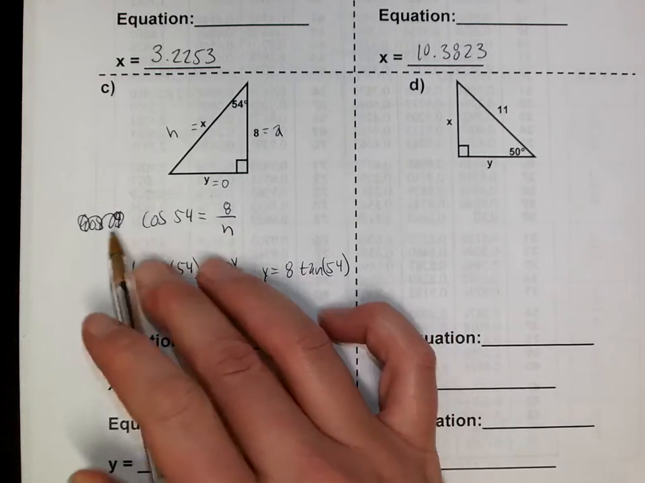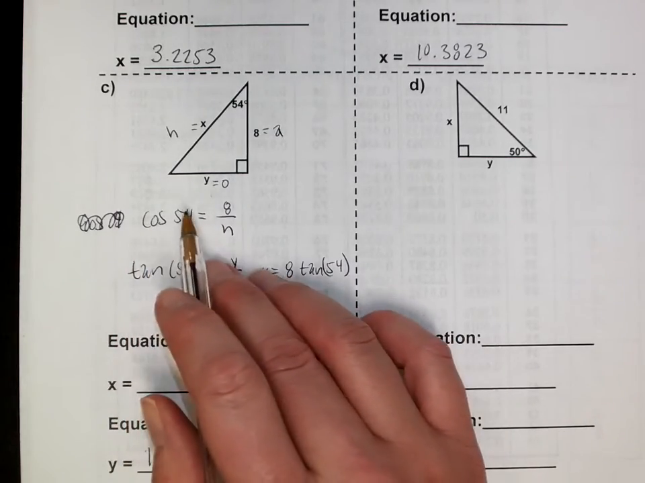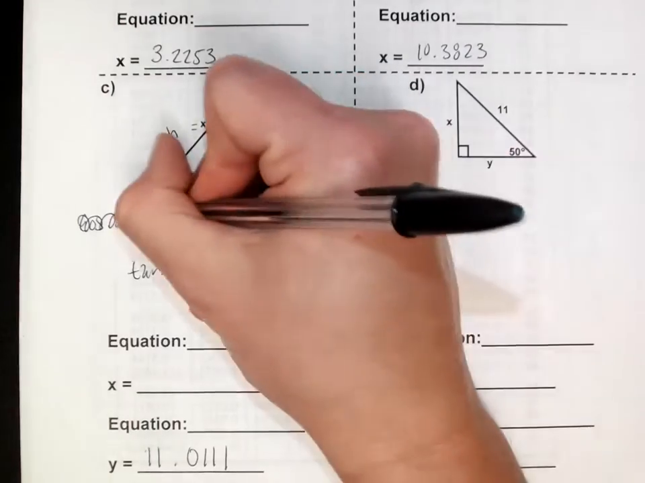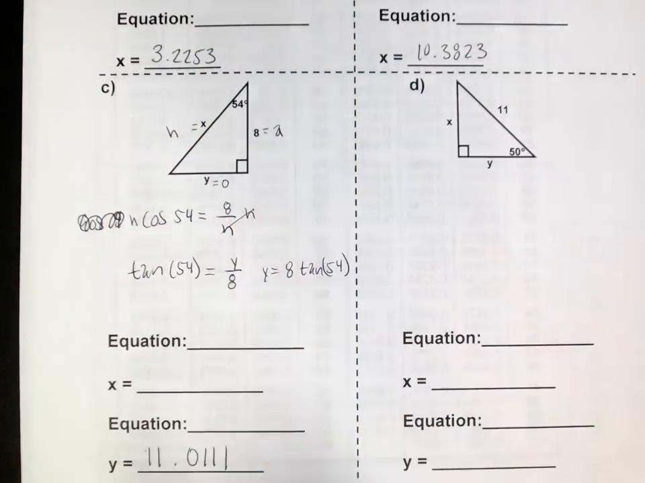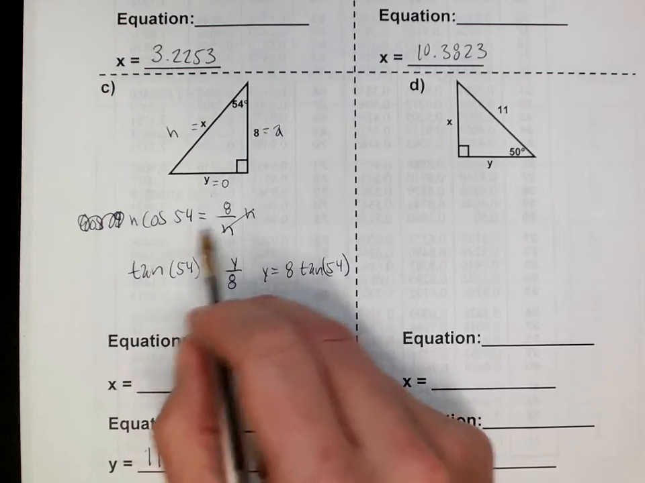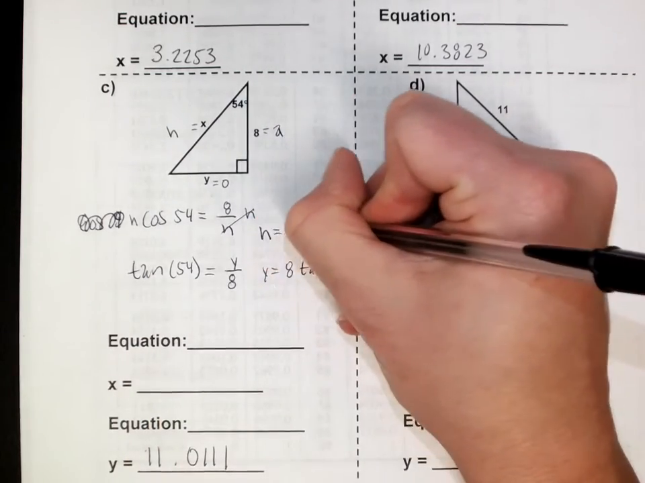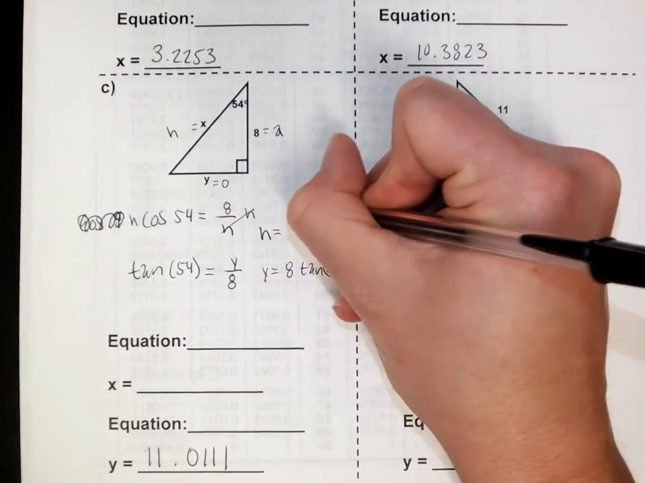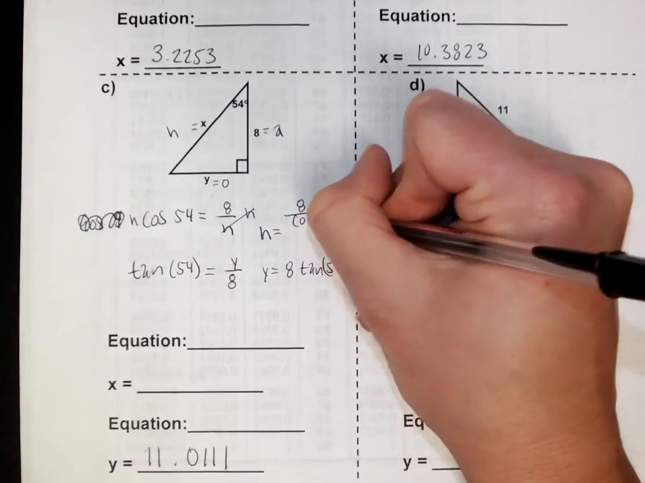But for this one, we haven't had one like this yet. There are a couple of different things you can do. The easiest thing, I think, is to multiply both sides by h first to get that out of the denominator, and then you're going to have to divide by the cosine. So h is going to equal 8 divided by the cosine of 54.